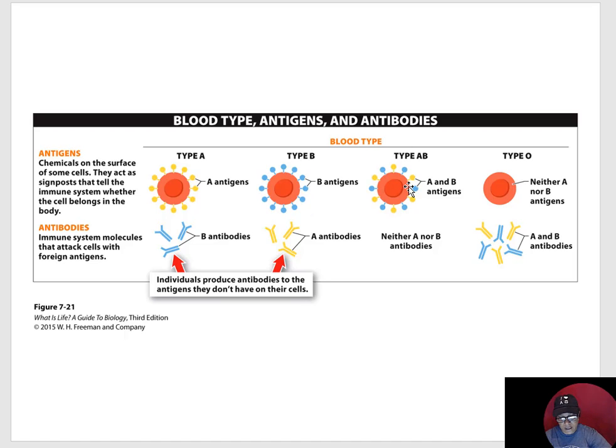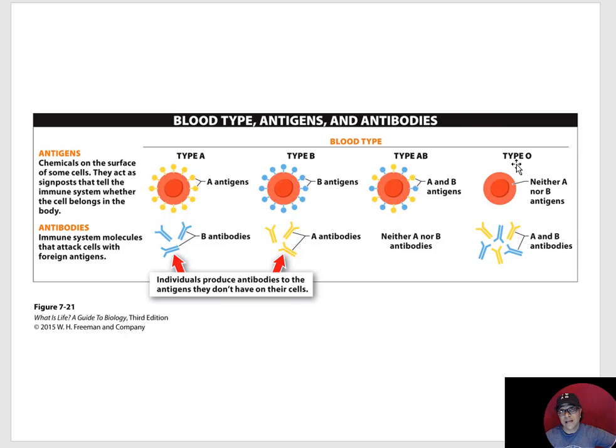If you are type AB, you don't have any antibodies against either one, so you are the universal acceptor. You can accept blood from A and B and O, right? So anybody can donate blood to you, which is really cool.